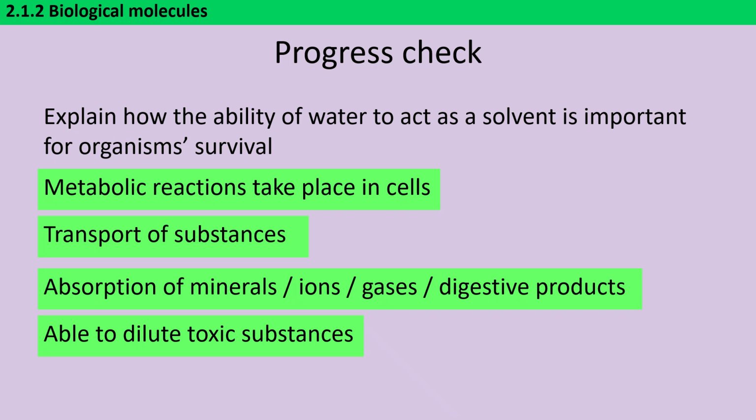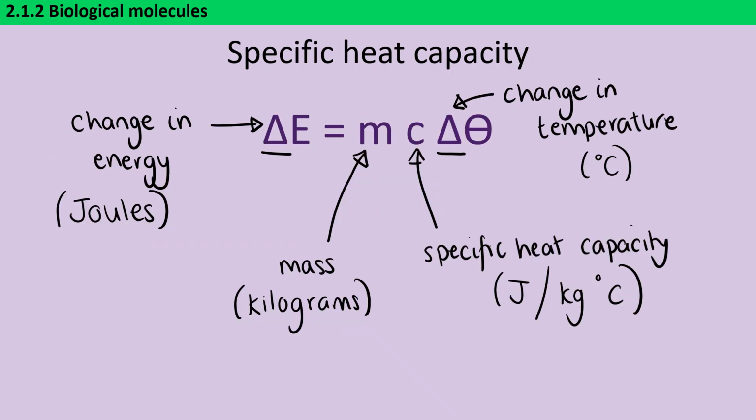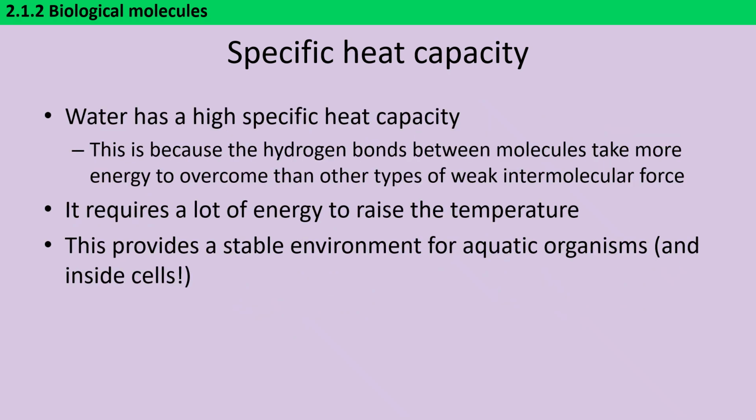In GCSE physics, you learned that specific heat capacity was the amount of energy required to raise the temperature of a kilogram of a substance by 1 degree C. Now, in A-level biology, we don't need to do the maths to work out the specific heat capacity of a particular substance, but actually the specific heat capacity of water is important and useful. Water has a very high specific heat capacity. In other words, heating it up requires a lot of energy.